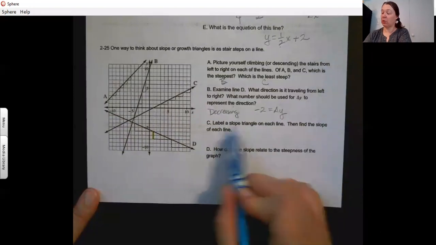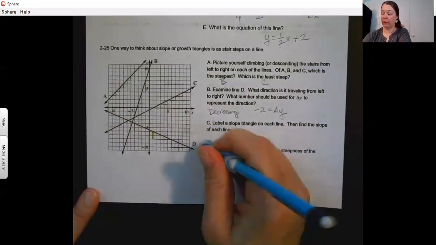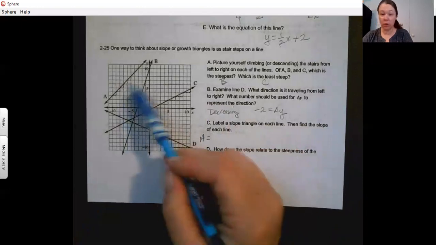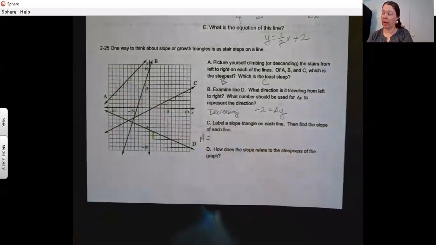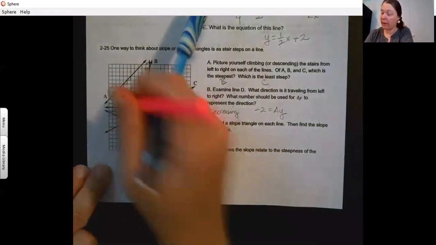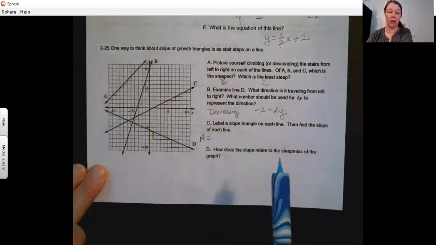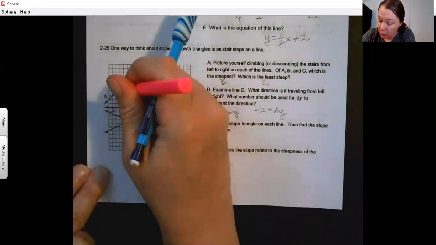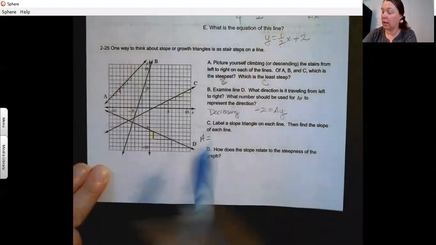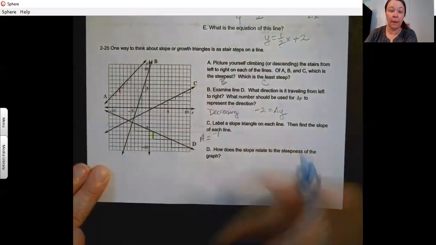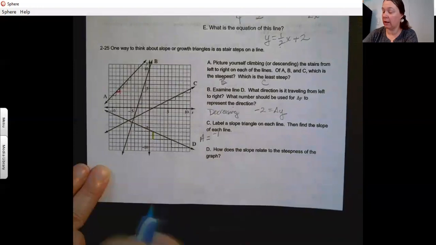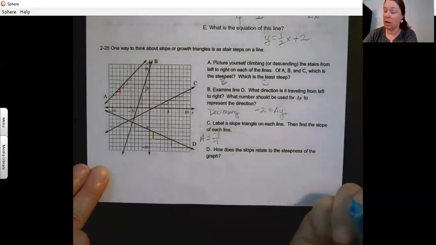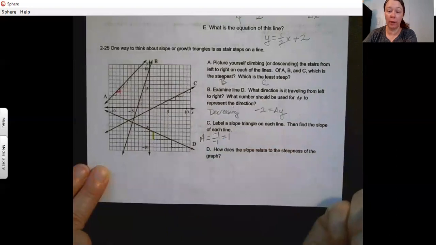Now it says label a slope triangle on each line, then find the slope of each line. Really the triangles are already drawn for you. We want to figure out the change in Y over the change in X. So for line A, I want to do the change in Y first and then the change in X. I'm going to pick any of these triangles. I'm going down, so I'm going to use -1 to indicate that. And then I'm going to the left. To show that I'm going to the left, I'm going to use a negative number, left 1. And so my slope for line A would be 1.